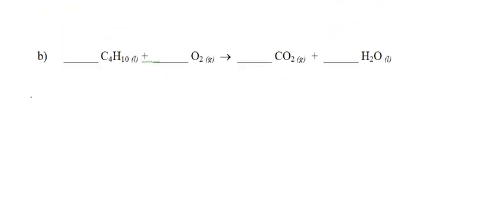Letter B. Here we have a hydrocarbon. How do we know we have a hydrocarbon? Because we have carbon and hydrogen. Now, I think it was day 1 or 2. I can't remember right off the bat. It's been a while since I made that video.